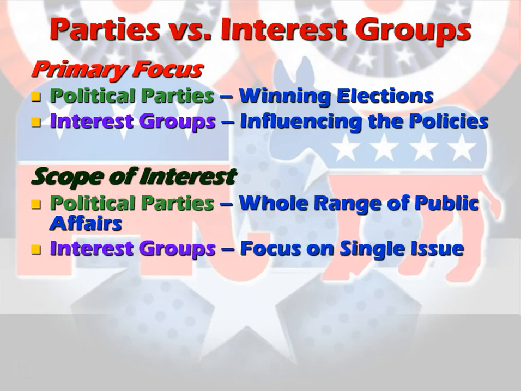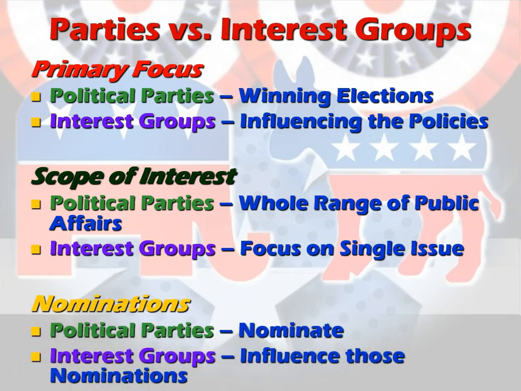If we look at the scope of an interest group, political parties try to deal with a whole wide range of issues. So if you look at the Democratic Party, they're dealing with gun control, they're dealing with pro-choice, they're dealing with all kinds of different issues. Interest groups generally tend to focus on one single sole issue. So political parties always try to influence a lot of different issues. Interest groups focus on a single interest, on a single issue.